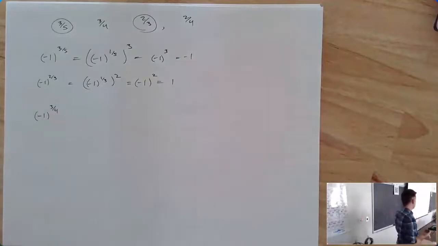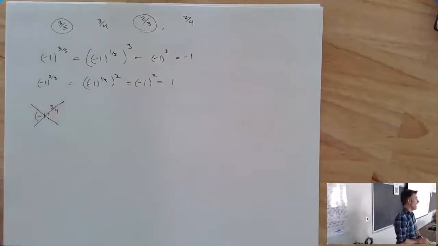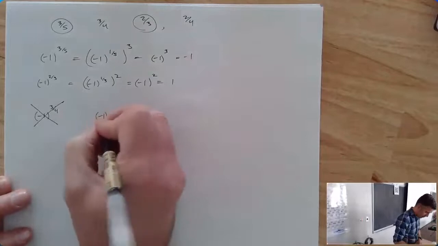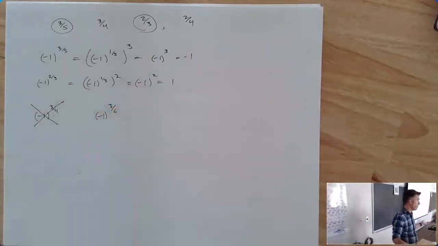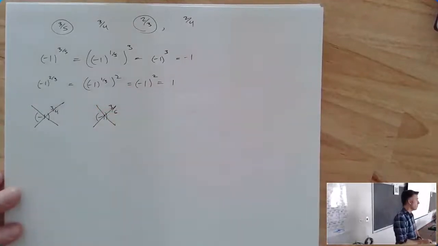And even if you do the 3rd power first, still a problem. Because -1 cubed is -1, and the 4th root of -1 is still imaginary. So we can't deal with something like that. Can't have an even denominator when you have a negative base. So similarly, your question was -1 to the 3/6, same problem. We can't take the even root of a negative number. So it's not going to end up working out. It's kind of a bummer.